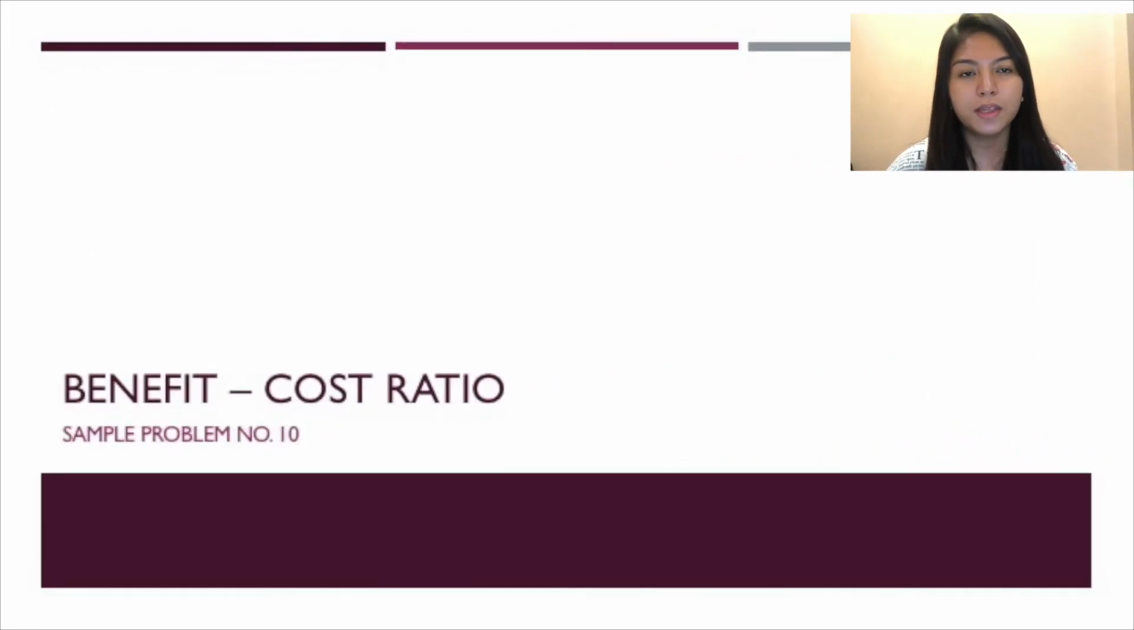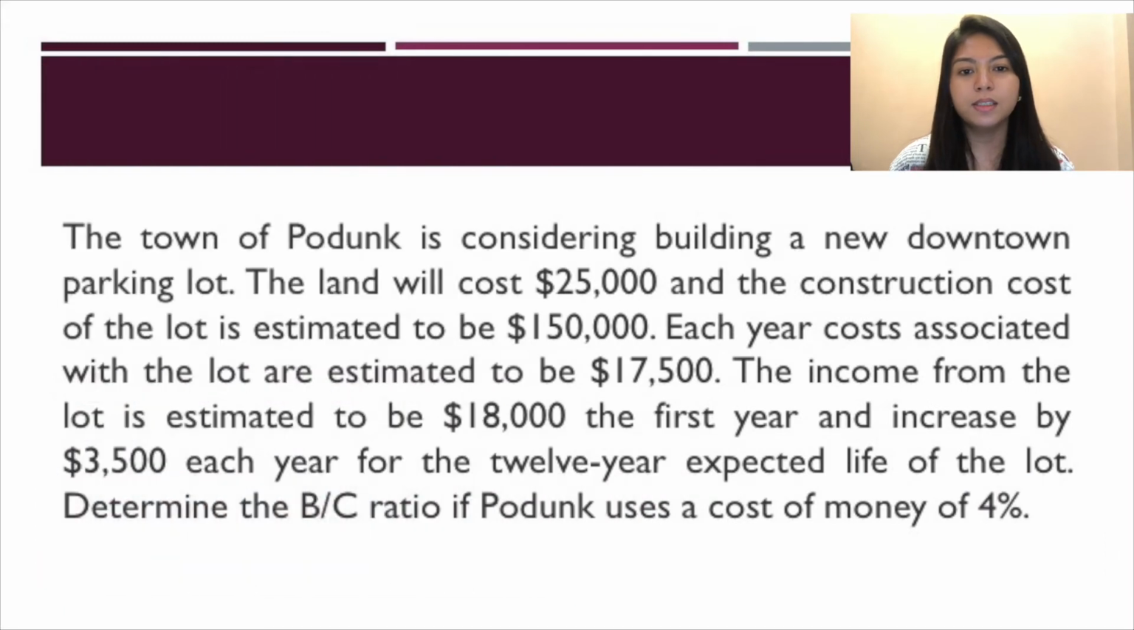Benefit cost ratio method. The given problem is that the town of Podunk is considering building a new downtown parking lot. The land will cost $25,000, and the construction cost of the lot is estimated to be $150,000. Each year, costs associated with the lot are estimated to be $17,500, and the income from the lot is estimated to be $18,000 for the first year, increasing by $3,500 each year for the 12-year expected life of the lot. Determine the B over C, or the benefit over cost ratio, if Podunk uses a cost of money of 4%.